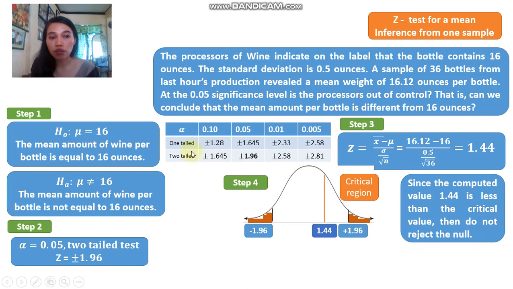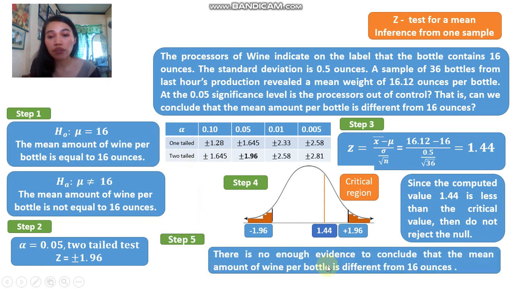We are in favor of the null hypothesis that the mean amount of wine per bottle is equal to 16 ounces. And the last step is our conclusion. There is not enough evidence to conclude that the mean amount of wine per bottle is different from 16 ounces. So there is not enough evidence that it's different. It favors our null hypothesis that it is equal to 16.